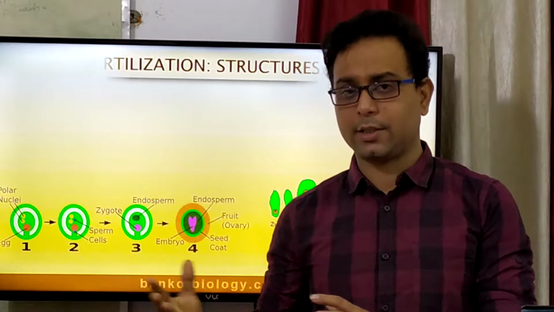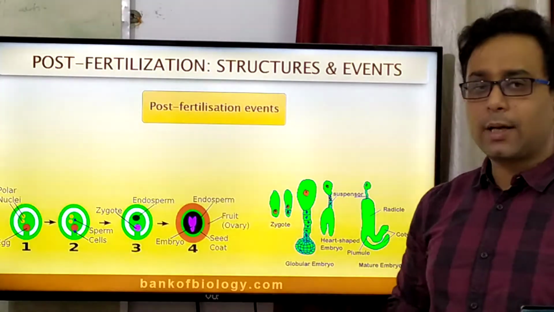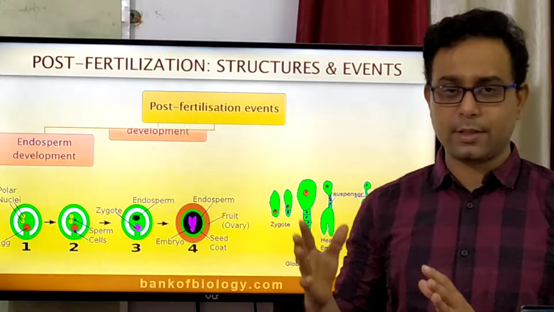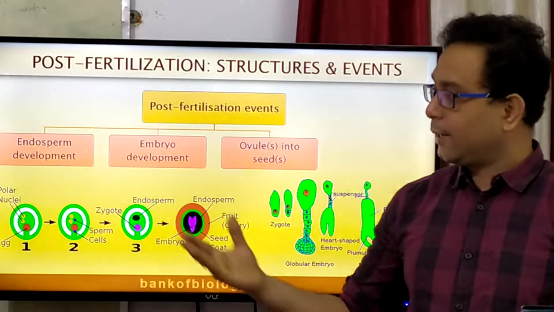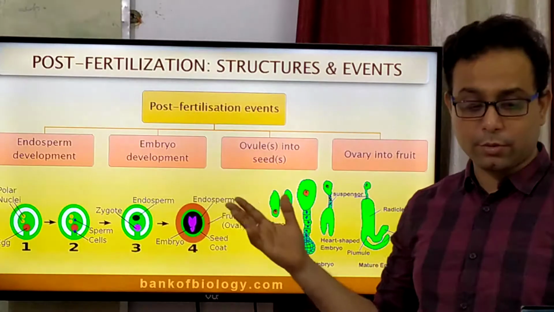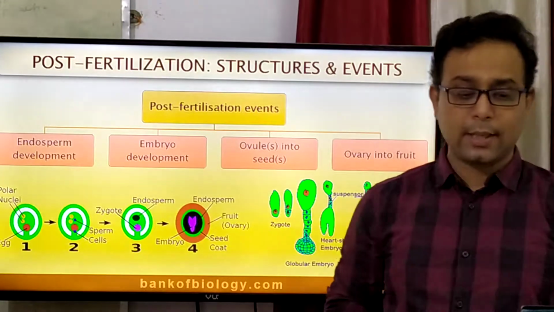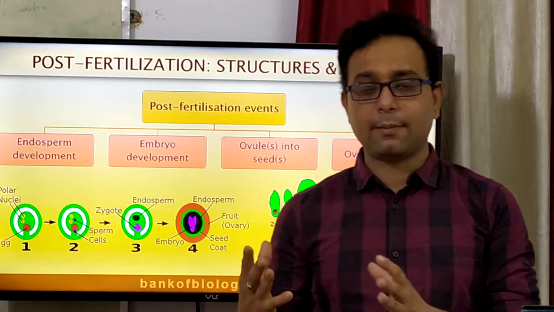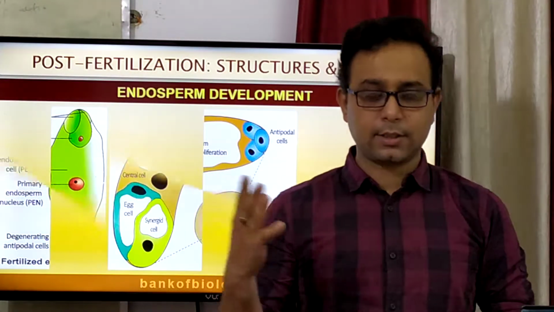But today we discuss the post-fertilization events. That means what happens after the fertilization. We classify the post-fertilization topic into four events: endosperm development, embryo development, ovule into seed development, and ovary into fruit development. These are the four important processes which happen in post-fertilization. One by one we discuss these.